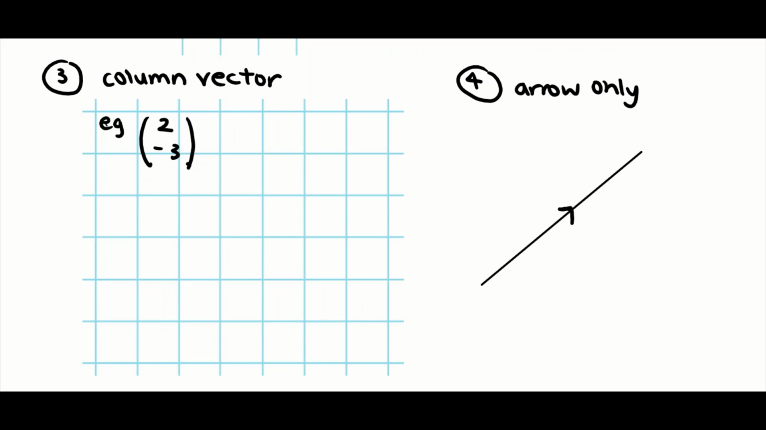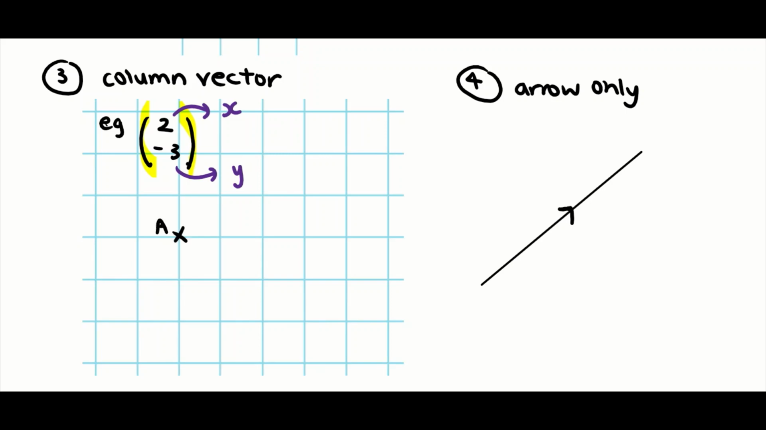Another representation is the column vector, which means there's only one column. You need to know what 2 and -3 refers to. In vectors, it's related to coordinates. So 2 is my x, -3 is my y. So how does this look like?